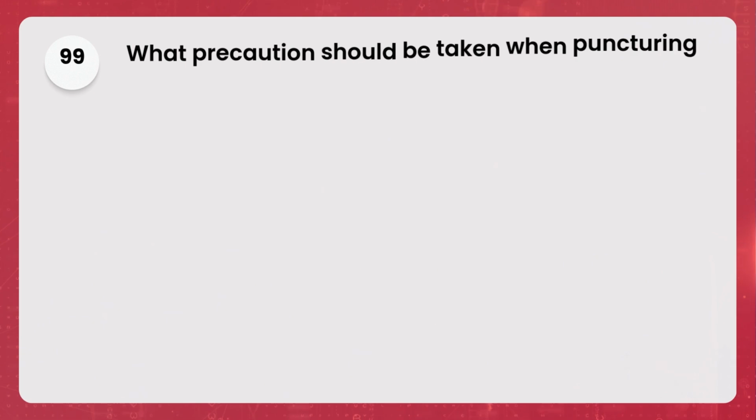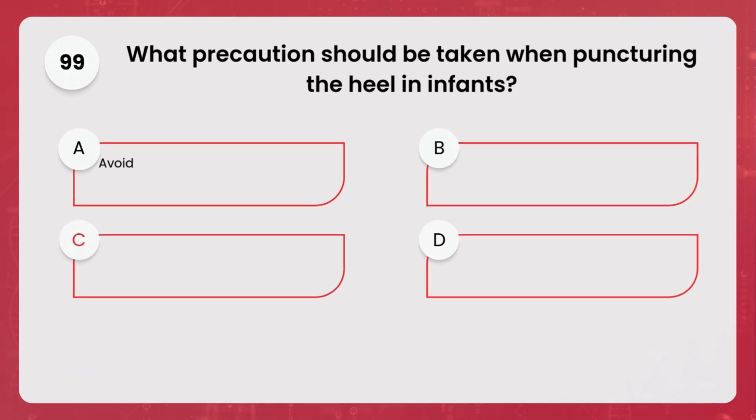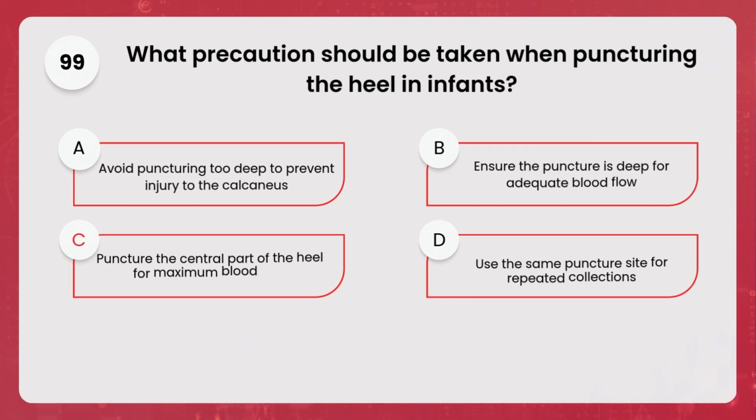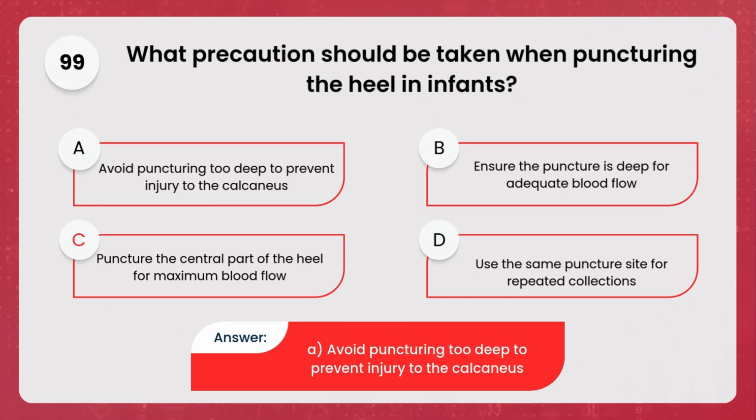Number 99. What precautions should be taken when puncturing the heel of infants? A. Avoid puncturing too deep to prevent injury to the calcaneus. B. Ensure the puncture is deep for adequate blood flow. C. Puncture the central part of the heel for maximum blood flow. D. Use the same puncture site for repeated collections. The answer is A. Avoid puncturing too deep to prevent injury to the calcaneus.